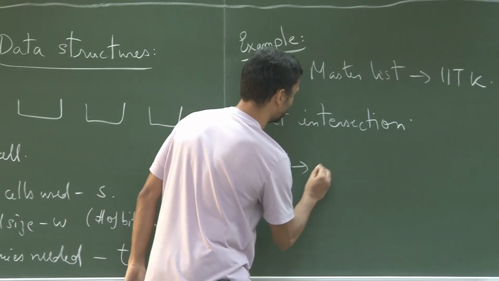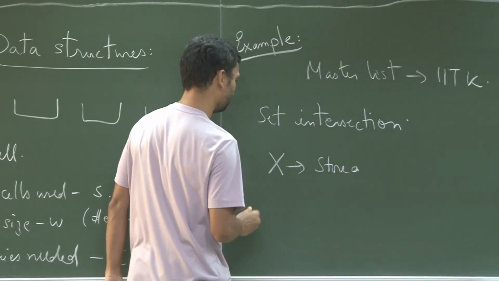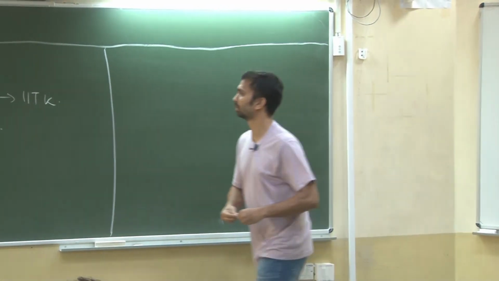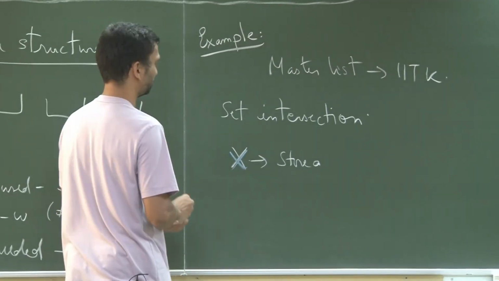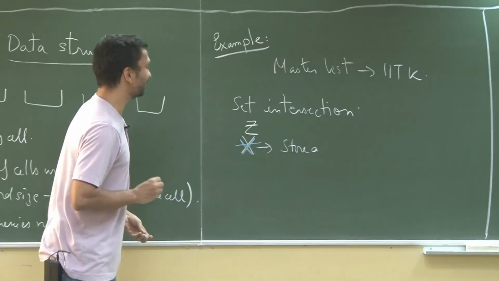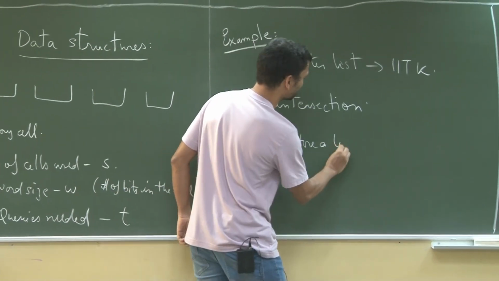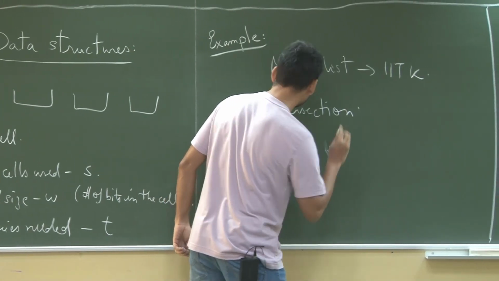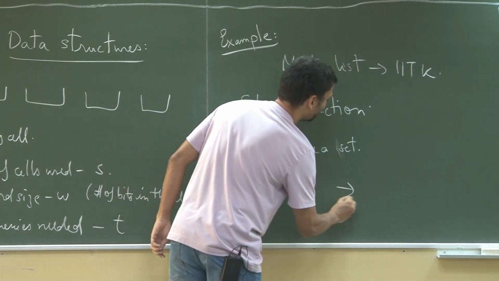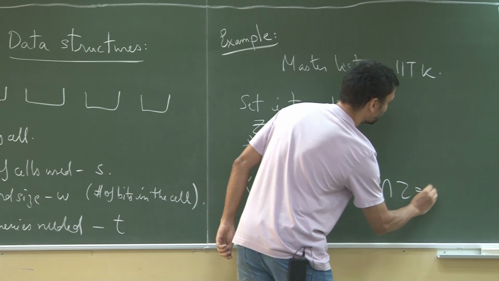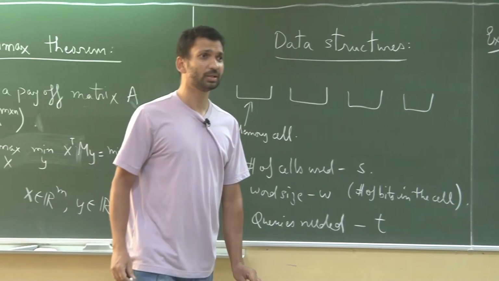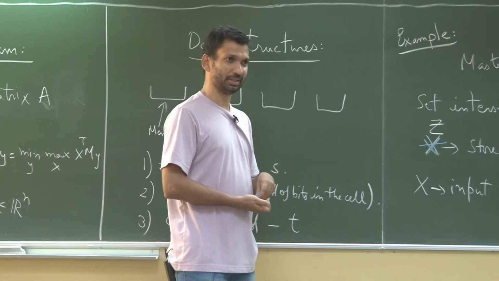So data structure wise, the problem is a set is stored already, right? So you want to store a set, let's call it Y because X is generally the input. Z, this is store a list, store a set, and then once the input comes, I need to answer whether this intersection is equal to phi or not, right? And you can see that this has many applications.